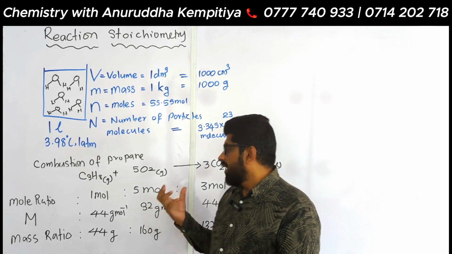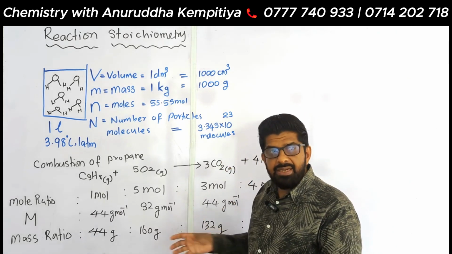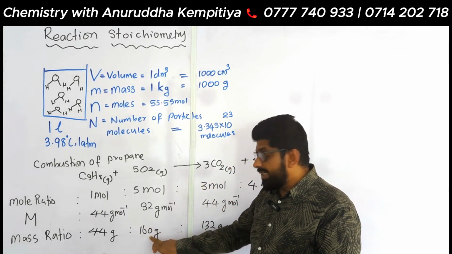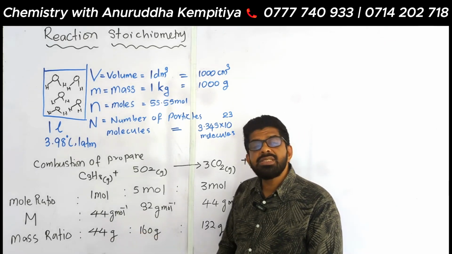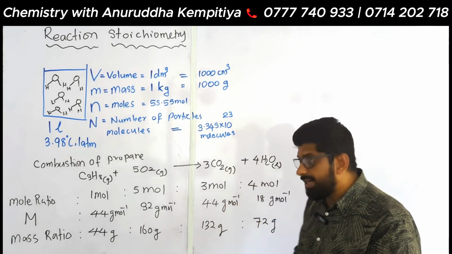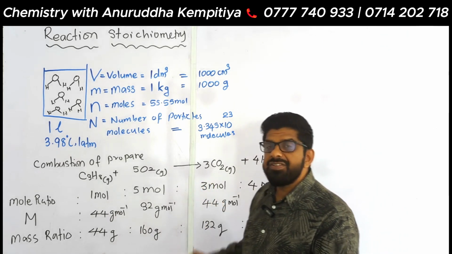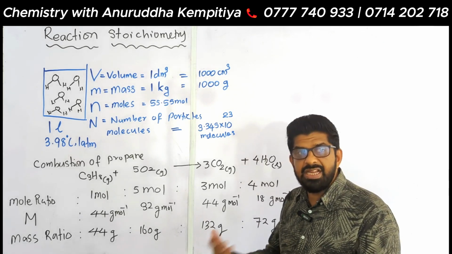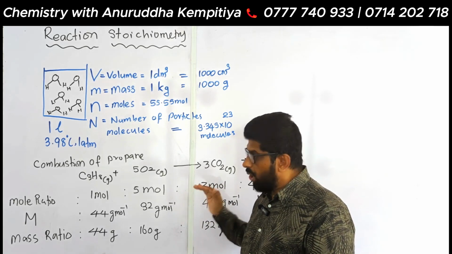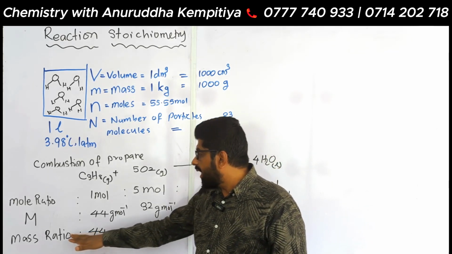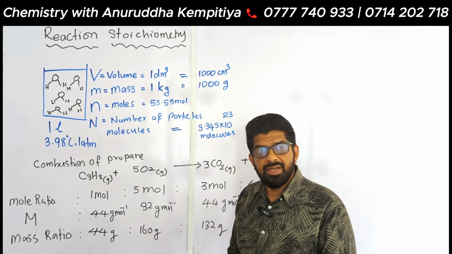The meaning is, if I burn 44 grams of propane, I need 160 grams of oxygen for this combustion. The minimum amount of oxygen required is 160 grams. And I can get 132 grams of carbon dioxide. So that is the stoichiometric relationship. The stoichiometric relationship is mainly expressed in terms of number of moles. That is the most common. And also common is in terms of mass of the chemicals involved in a chemical reaction.